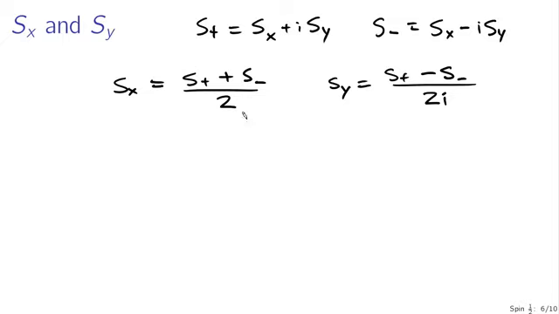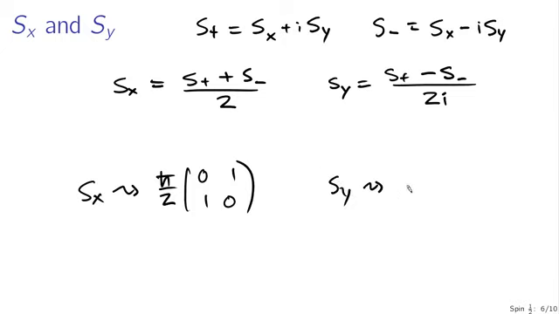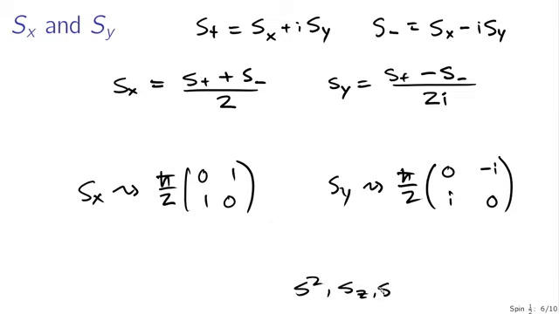And now, knowing the matrix definitions of S plus and S minus from the previous slide, you can simply plug and chug. Sx, expressed in this basis, is h bar over 2 times the matrix 0, 1, 1, 0. Sy, expressed in this basis, is h bar over 2 times the matrix 0, minus i, i, 0. So these are our Sx and Sy, and now we know all of the operators. We have an expression for S squared, Sz, Sx, Sy, and of course, coming along for the ride, we have S plus and S minus.